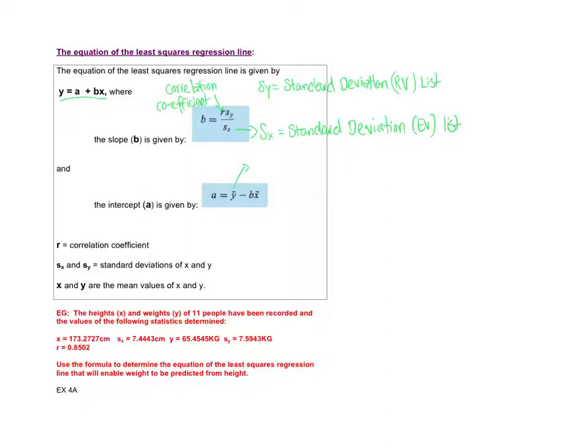So here it says the heights and weights of 11 people were recorded, and the values are as follows: the mean of x and standard deviation and so on, and mean of y. They're saying that height is x and weight is y. So if I was going to calculate this least squares regression line using the formula, you have to calculate b first. You would use the r value, so it would be 0.8502 times the s of y, which they said was 7.5943, all over the standard deviation of x, which is 7.4443, and we'll get a value.